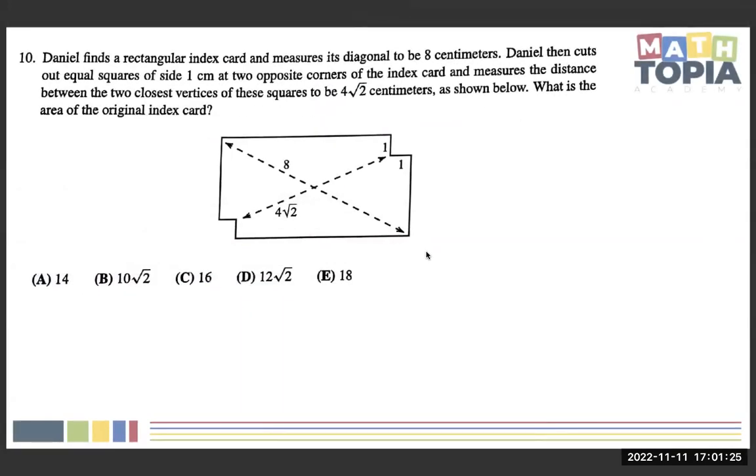Okay, this is problem 10 of the AMC 10A. Daniel finds a rectangular index card and measures its diagonal to be 8 centimeters. Daniel then cuts out equal squares of side 1 centimeter at two opposite corners of the index card and measures the distance between the two closest vertices of these squares to be 4√2 centimeters, as shown below. What is the area of the original index card?